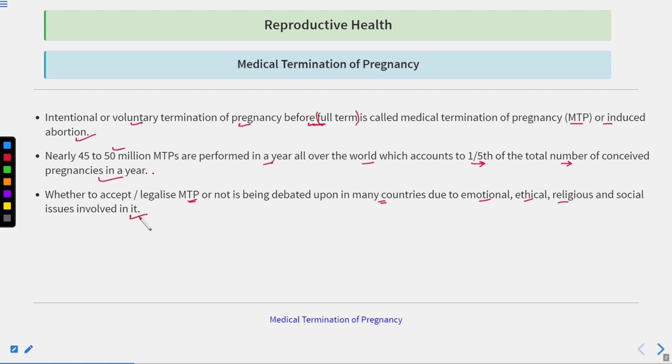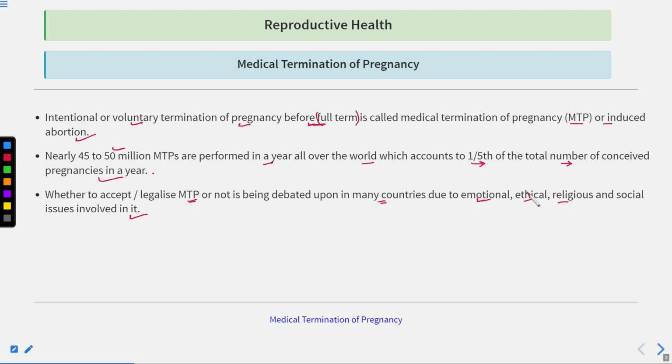Okay, this is clear. So whether to accept or legalize this MTP. Should we accept abortion? Should we legalize abortion? This is still debatable in many countries. Why? Because it has a lot of emotional issues. The mother and baby are attached. Mothers are especially attached to the fetus. So there are emotional aspects also.